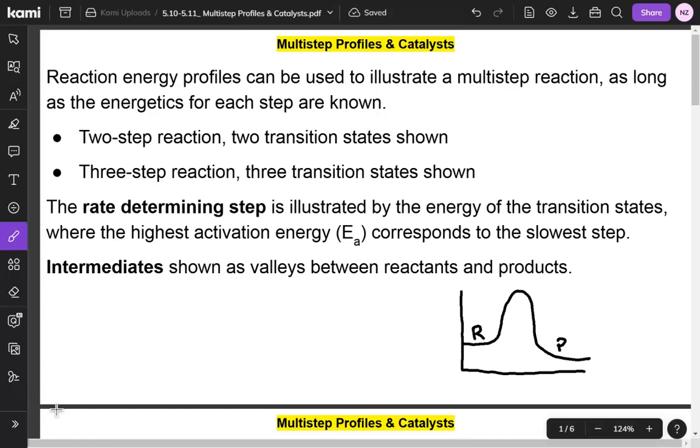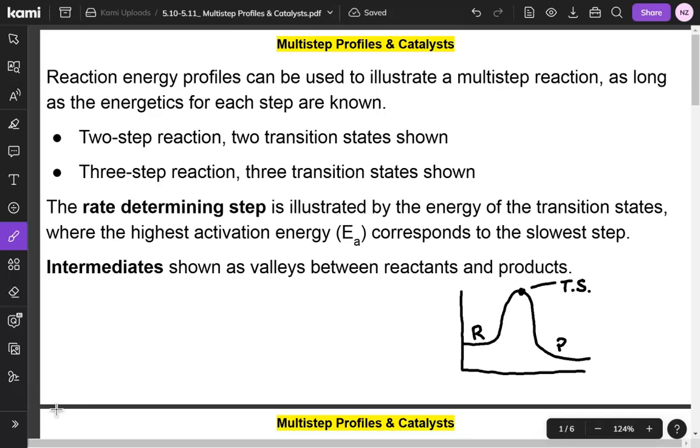Now, if you have a two-step reaction, you're going to have two transition states shown on your profile. In the one that I just sketched down here, this is a single step. My transition state is up at the top of my hill. And remember, a transition state is where you may have two molecules slam together, stuck together temporarily before the bonds break and you have new molecules. Likewise, if you had a three-step reaction, you'd have three transition states shown. So you'd have multiple hills on your profile.